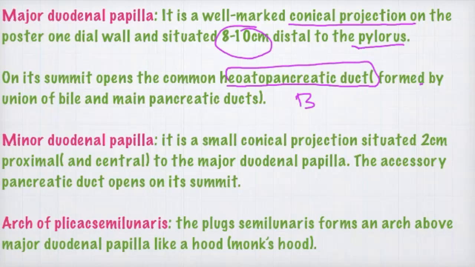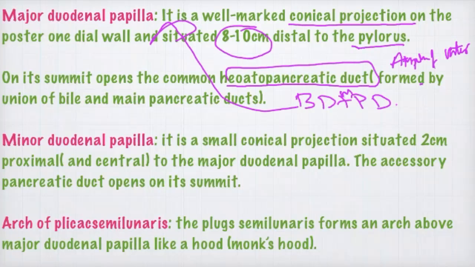Minor duodenal papilla is a small conical projection situated 2 centimeters proximal and ventral to the major duodenal papilla. The accessory pancreatic duct opens on its summit. The plica semilunaris forms an arch above the major duodenal papilla like a hood. It is called the monk's hood. Plica longitudinalis is a vertical tortuous fold of the mucous membrane extending downward from the major duodenal papilla.